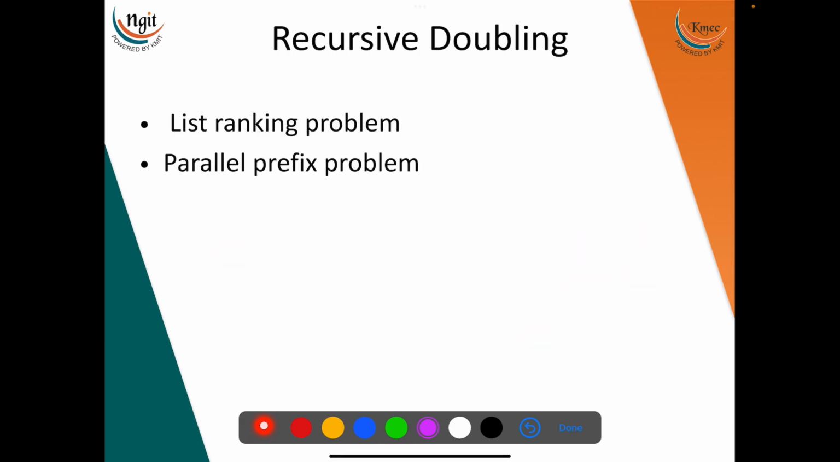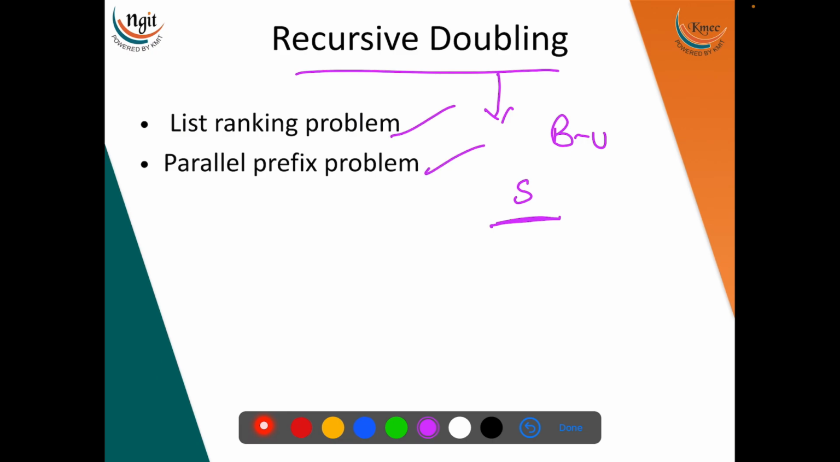Now there is one more technique, and this is recursive doubling. Recursive doubling is a technique that can be thought of as a complement of the divide and conquer paradigm. Divide and conquer is a top-down technique. Recursive doubling is a bottom-up technique. The main idea is to start with small subsets and iteratively combine them in pairs until the whole problem gets solved. The recursive doubling technique can be described by two problems: the list ranking problem and the parallel prefix problem.